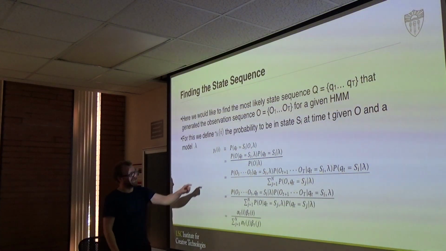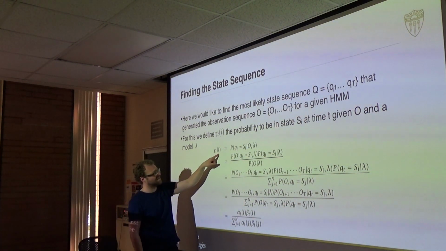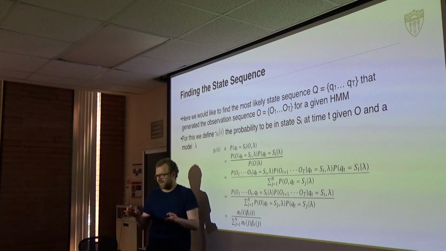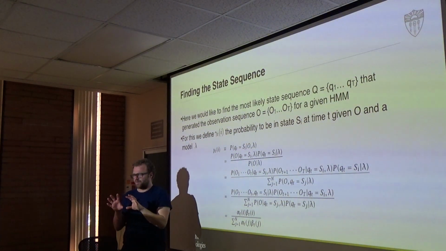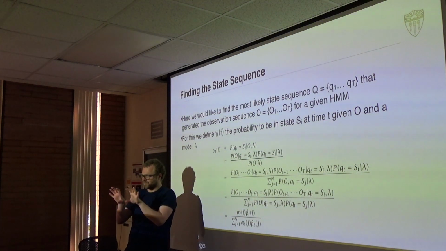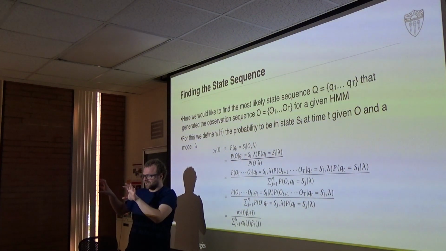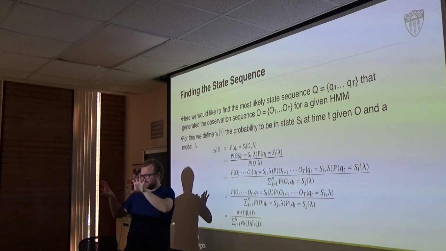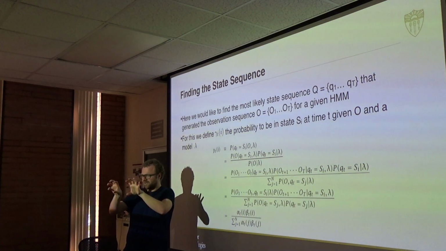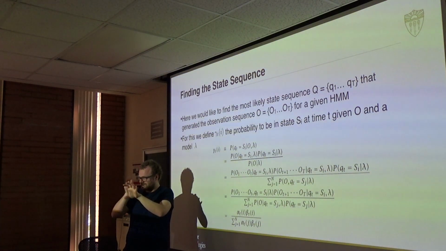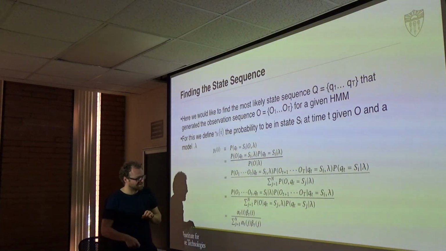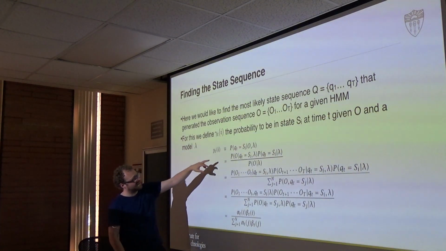Okay, so the gamma is now dependent on the entire state sequence, and you can already guess what is going to happen. The gamma is going to be split into two parts. One part is going to be explained by the beta. The other part is going to be explained by the alpha, and just in the middle we have the observation probability of this time step t.